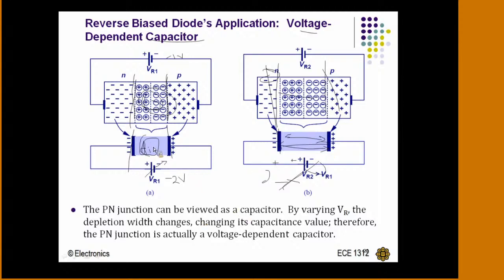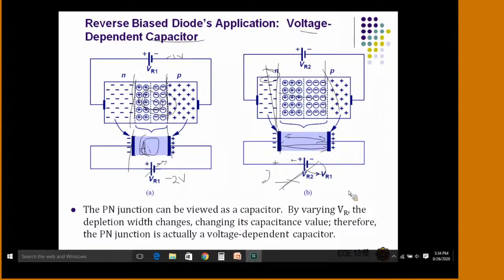The PN junction can be viewed as a capacitor in the reverse bias. By varying the reverse voltage, the depletion width will change, changing its capacitance value. Therefore, the PN junction is actually a voltage dependent capacitor. This is in the reverse bias case. In the forward bias, it is not acting as a capacitor because the distance between the plates is zero, negligible. There is no distance between the plates. All the majority charge carriers are diffusing from N to P or P to N. Only the reverse bias acts as the voltage dependent capacitor.